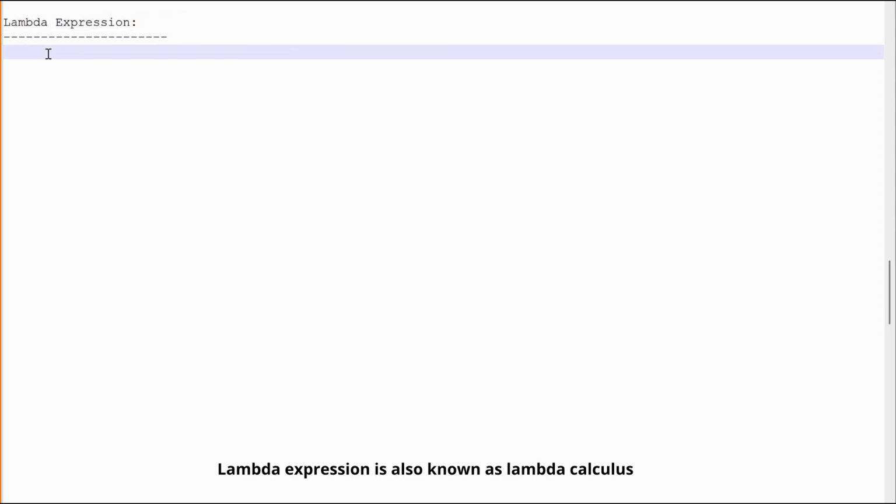Lambda expression is also known as lambda calculus. Lambda calculus is a big change in the mathematical world. Lambda calculus was introduced in the 1930s. Because of the benefits of lambda expression, this concept slowly started being used in the programming world as well. Because of its popularity, it slowly started being used in programming languages as well.